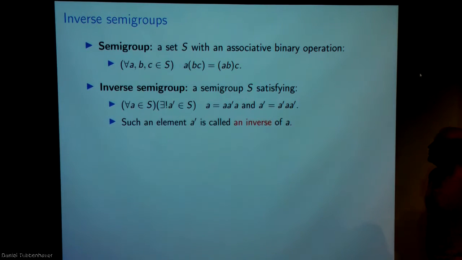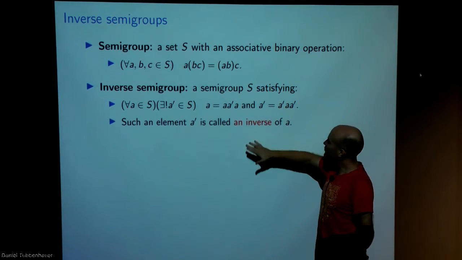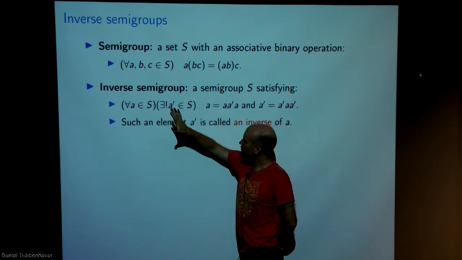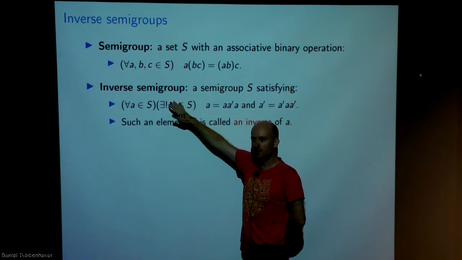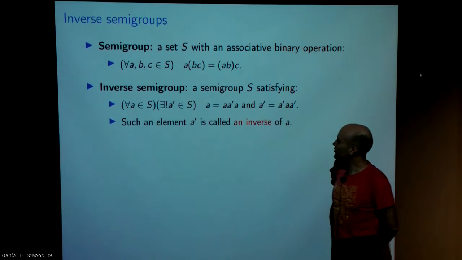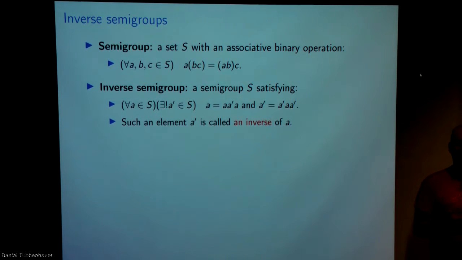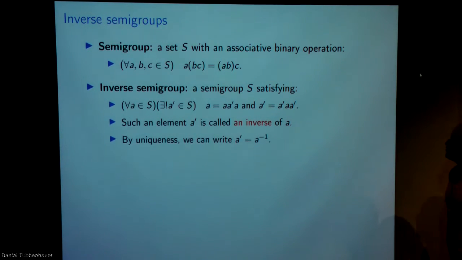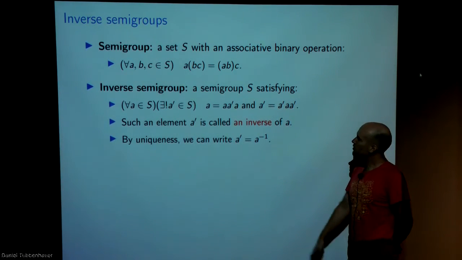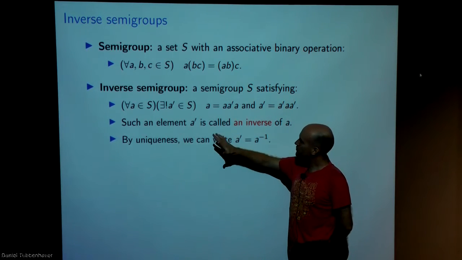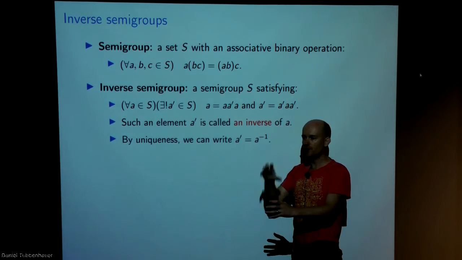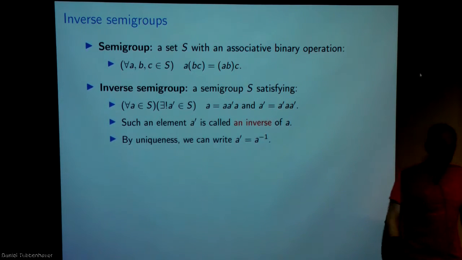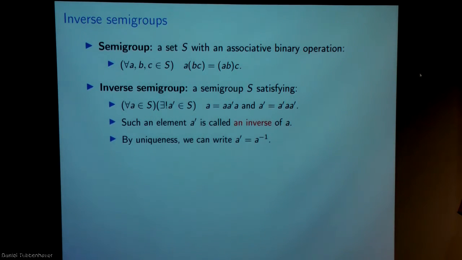All right, so this element A dash is called an inverse, but in an inverse semigroup, we assume that every element has a unique inverse. In some semigroups, elements can have multiple inverses, or sometimes you have no inverses. In some semigroups, every element is an inverse of every other element. But in this case, because we've got a uniqueness assumption, it's like we have a map to itself that sends every element to its unique inverse. And the usual symbol for that is A inverse.